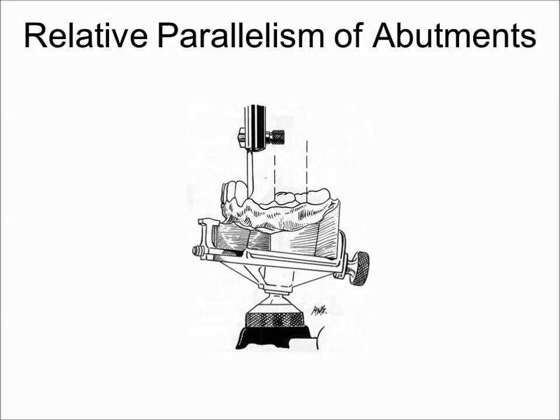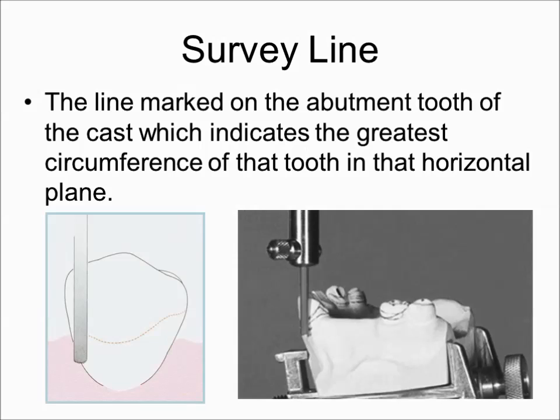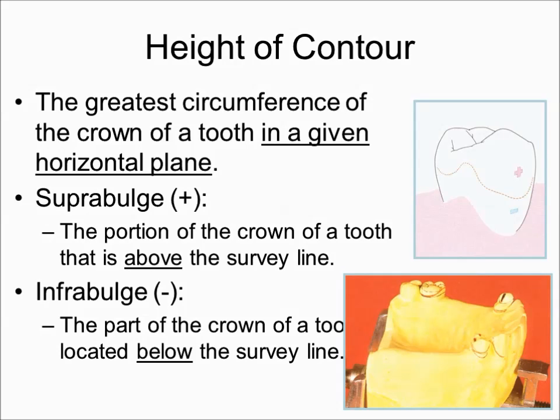The surveyor is a paralleling instrument that may be used to determine the relative parallelism of abutments. The survey line marked on the abutment tooth of the cast indicates the greatest circumference of that tooth in that horizontal plane. The greatest circumference of the crown of a tooth in a given horizontal plane is called the height of contour. Suprabulge: the portion of the crown of a tooth that is above the survey line. Infrabulge: the part of the crown of a tooth located below the survey line.